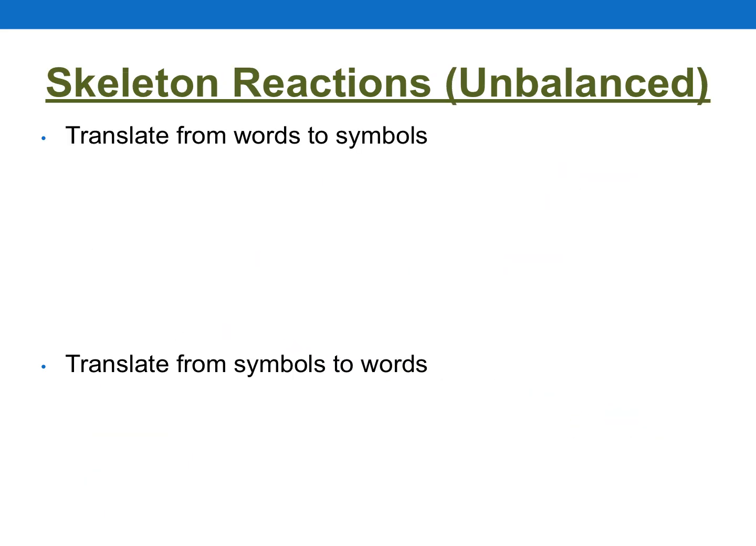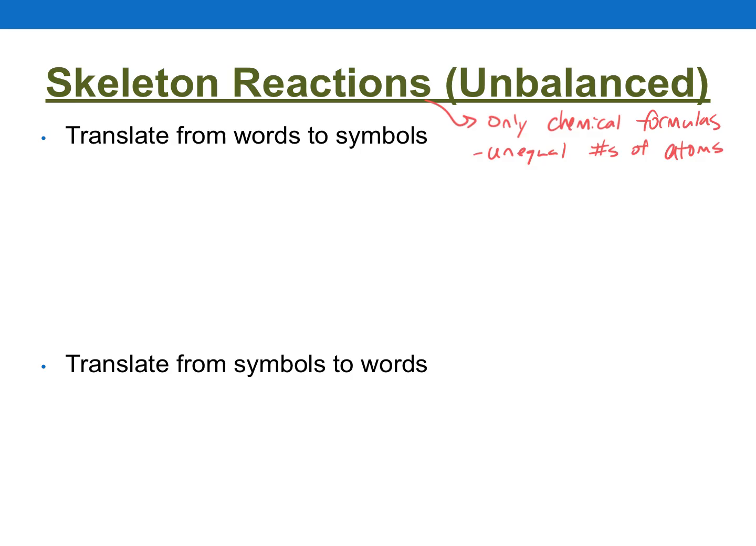Now let's talk about how we are going to translate these chemical reactions from words to symbols and from symbols to words. We call these skeleton reactions. Skeleton reactions only have the chemical formulas for the reactants and products, but they are not balanced. So you may see unequal numbers of sodiums or unequal numbers of nitrates or unequal numbers of other ions on either side of the reaction arrow because they are not balanced. In fact, we're going to do balancing in a future unit. So these are just skeleton reactions. We need to basically just make sure the formulas are correct.